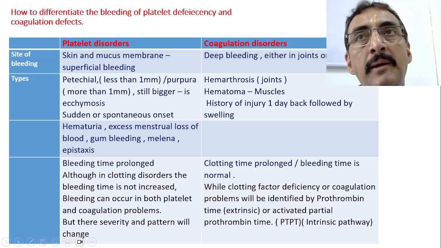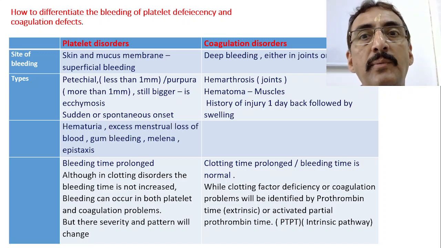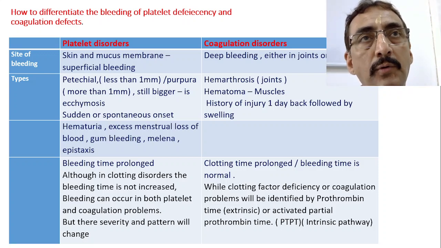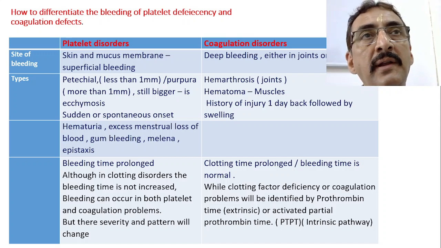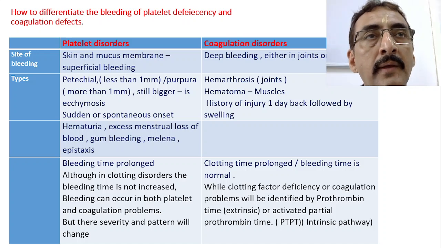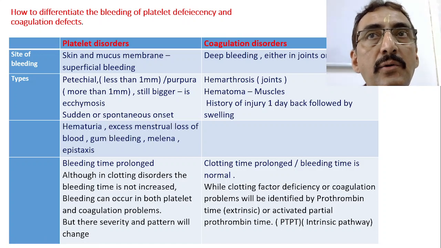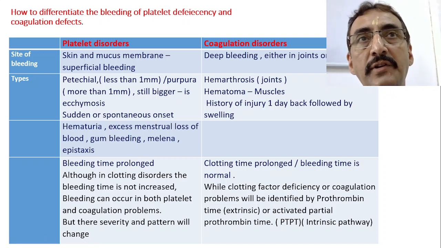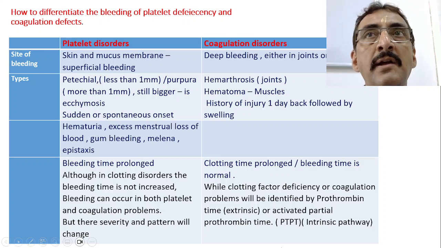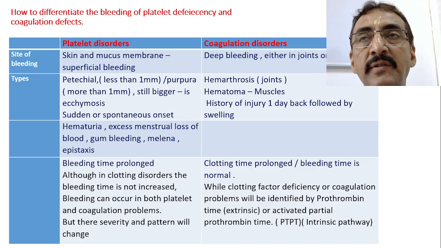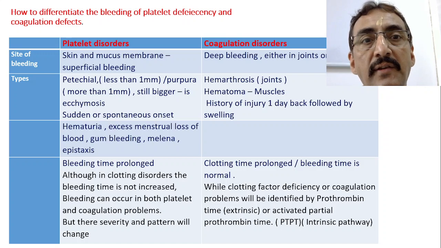Of course, bleeding can occur in a platelet problem and also in a coagulation or clotting factor problem. So bleeding is possible even in platelet disorders, and it is also possible in a clotting disorder. Therefore, it is better to classify it as platelet disorders and coagulation disorders. We cannot have a fixed idea in our mind that bleeding disorders means platelets and clotting disorders means coagulation factor problem. It is not like that. Bleeding can occur in both cases.